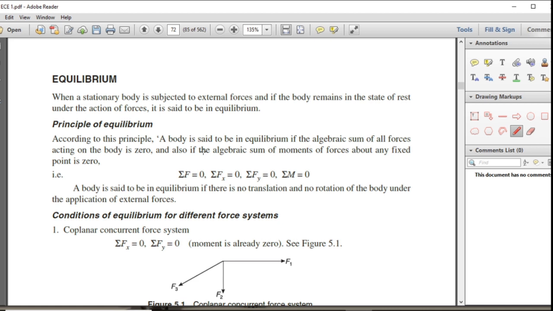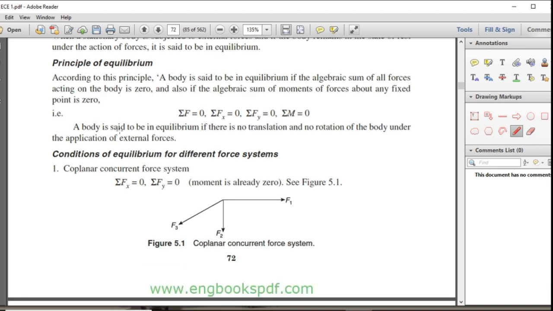And also, if the forces are not in the plane, then moment will act. So the algebraic sum of moments should also be equal to 0. Okay, then the body is said to be in equilibrium. Another statement we can add: a body is said to be in equilibrium if there is no translation. Correct? Sigma Fx equal to 0, sigma Fy equal to 0, so it is not moving in the x direction or in the y direction, and also no rotation, the moment is also not there. If this is the condition under the action of forces, then the body is said to be in equilibrium.